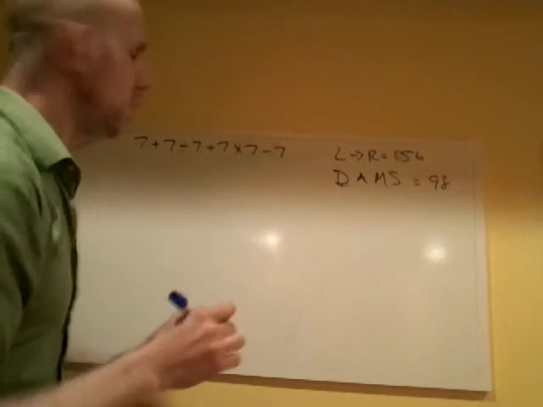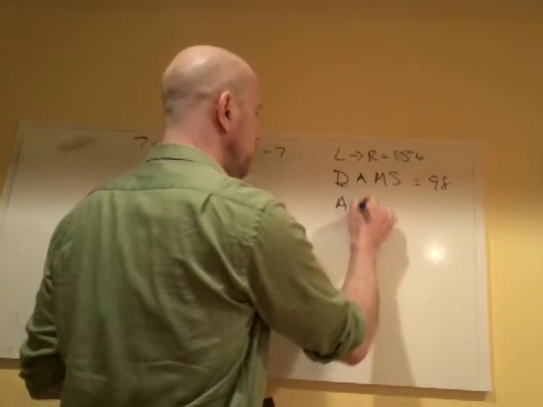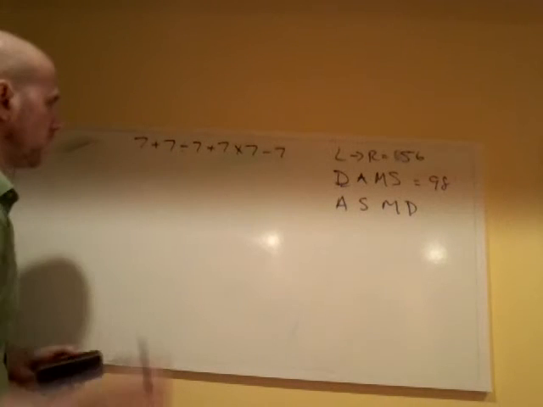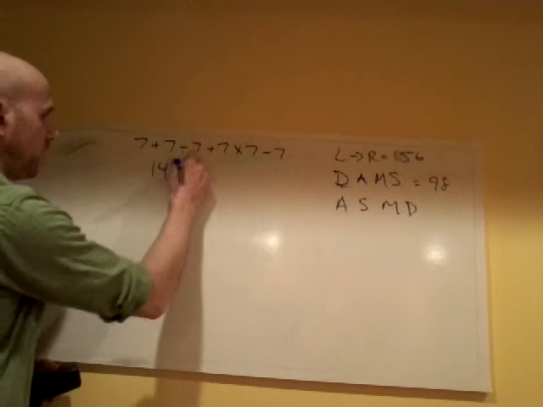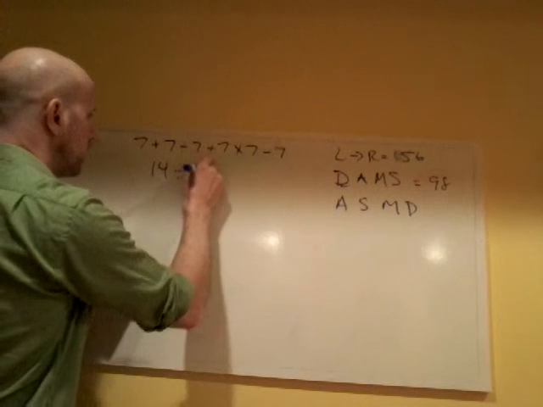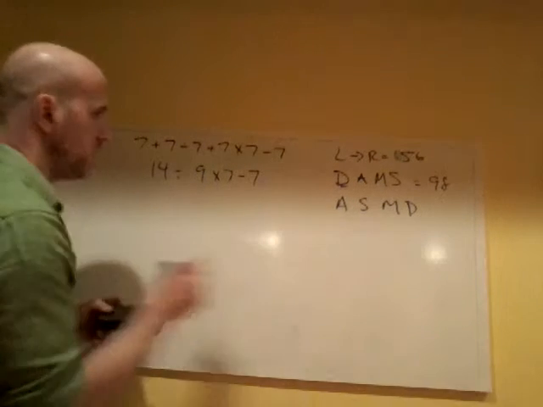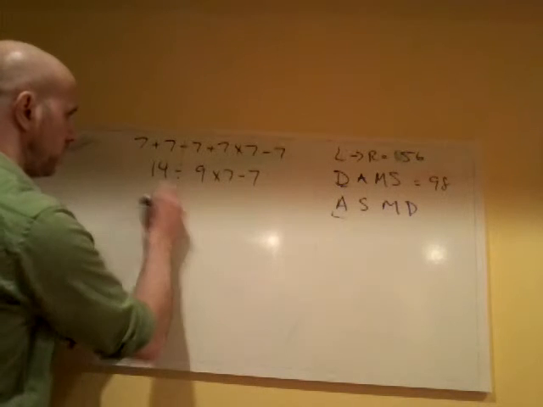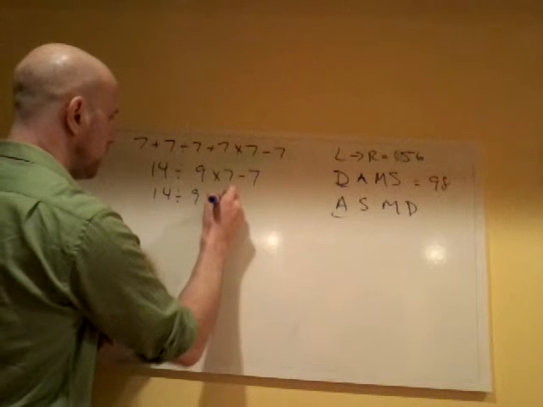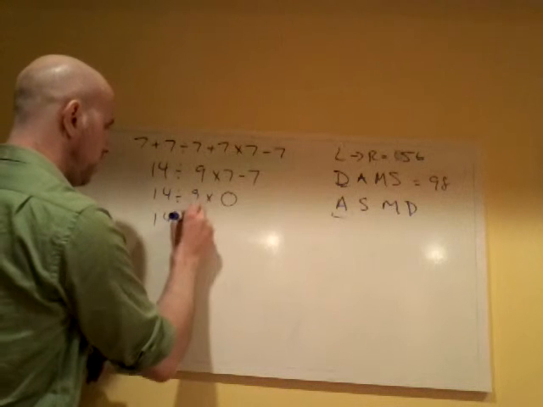Let's try another one. Sorry, let's look at addition, subtraction, multiplication, and division. So addition first. 7 plus 7 is 14 divided by 2 plus 7, which is 9 times 7 minus 7. So we did that one. Now we're doing subtraction. So 7 minus 7 is going to be 14 divided by 9 times 0. Okay, then multiplication. So 14 divided by 0.